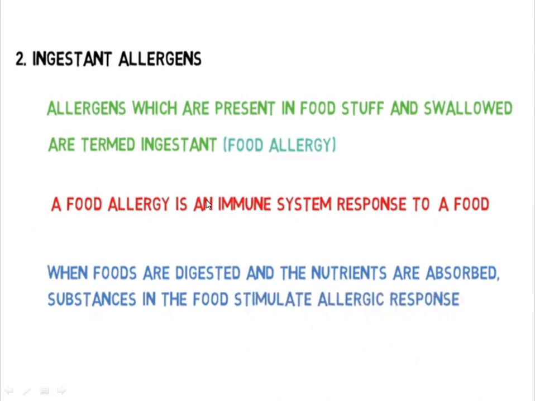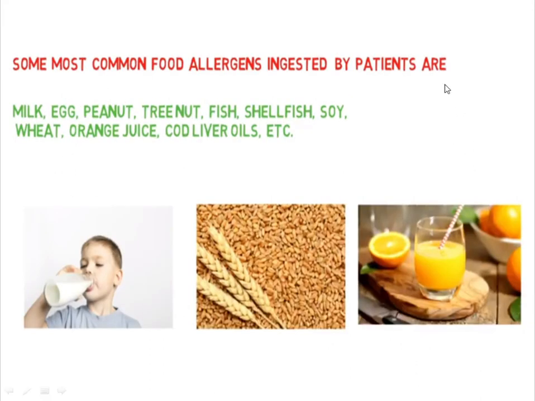A food allergy is an immune system response to a food. When foods are digested and the nutrients are absorbed, substances in the food stimulate allergic reactions. Whatever food we consume, because of the hypersensitivity, it leads to an allergic response. The different foods which cause ingested allergens are milk, egg, peanut, tree nut, fish, shellfish, soy, wheat, orange juice, cod liver oil, etc. So these are going to cause food allergies in hypersensitive persons.